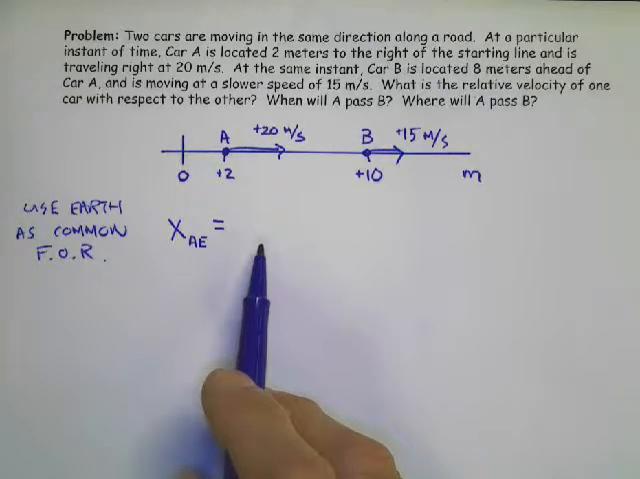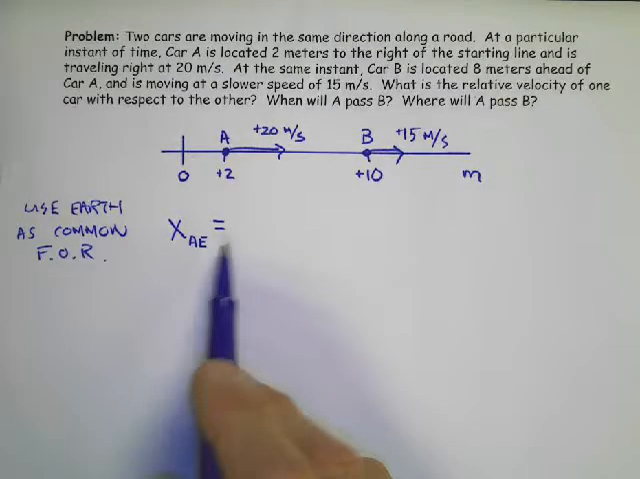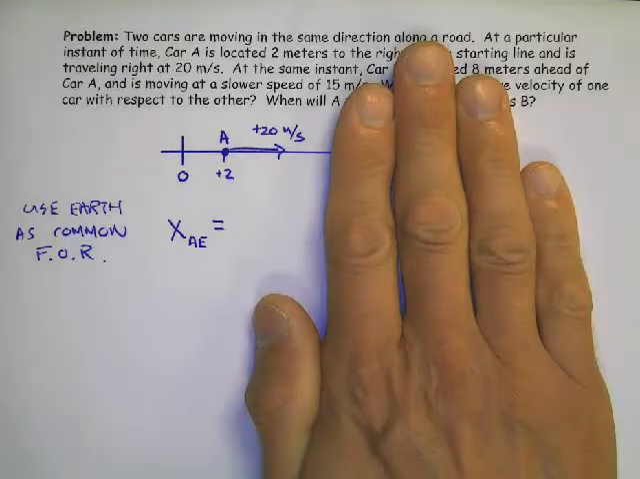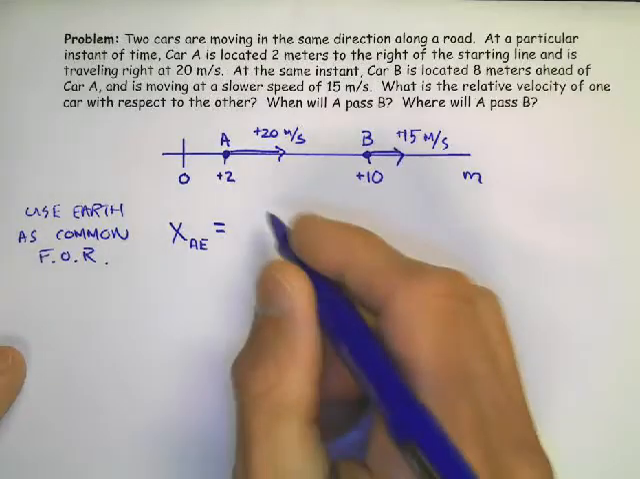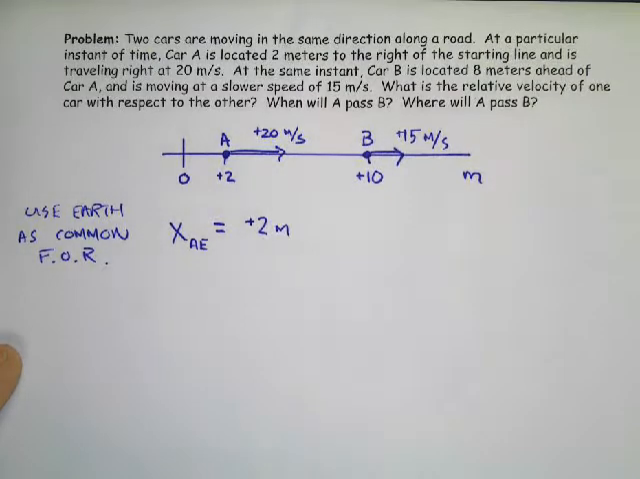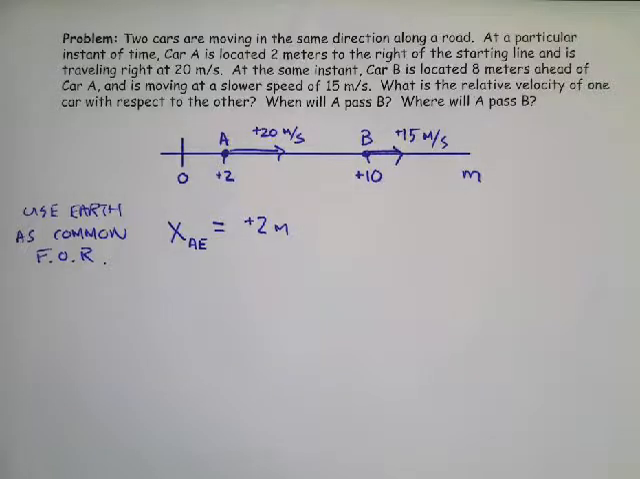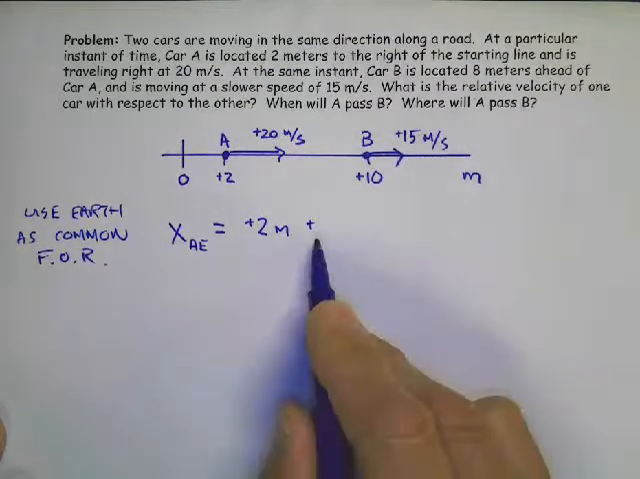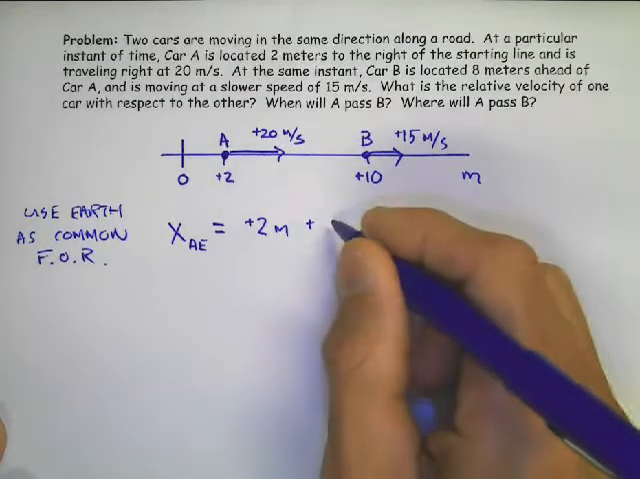This is constant velocity motion. I think we're supposed to assume this. And so if you were to just focus in on car A, and I said, where is car A? I hope you would start off by writing down the fact that it starts at plus 2 meters. And it's also moving to the right at 20 meters per second. So we're going to have to add on velocity times time.